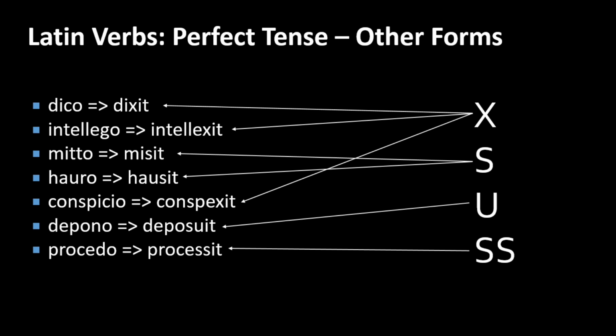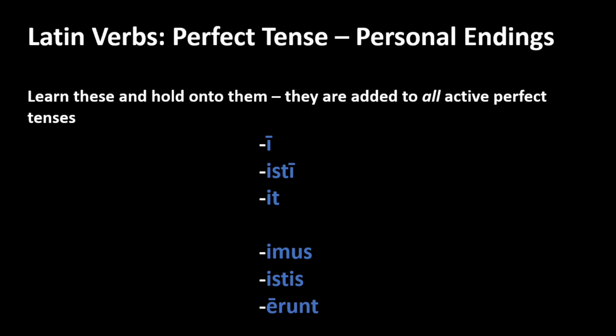Here is an attempt to show some of the forms that the perfect tense can take. X or S or U or double S. These can function as tense markers. But when all else fails, here once again are the personal endings of the Latin perfect tense. I'll say for, I think, the third time now, that these are regular across all Latin verbs in the perfect tense. If you learn these, if you learn to look out for them, it is very unlikely that you will go very wrong in your recognition of perfect tenses.